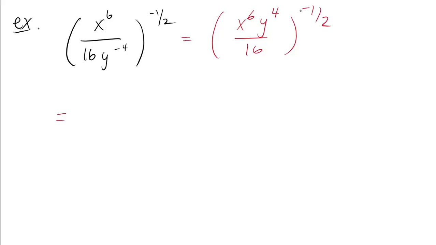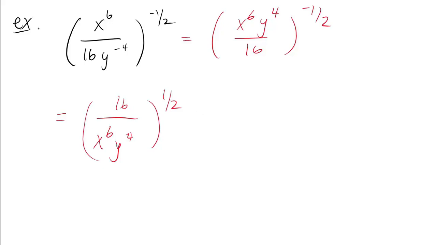But what I'm focused on is this negative exponent. This says take the reciprocal of the base. And so just like in the fraction example we did before, I'm going to flip the whole thing. When I do that, that makes the exponent positive.